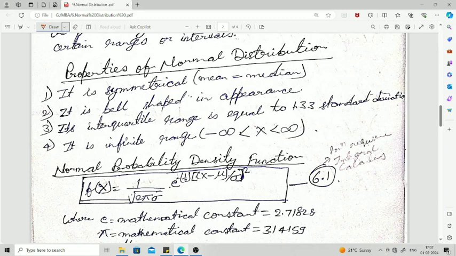Now we have the properties of the normal distribution. It is symmetrical, which means mean equals median, sorry, median, not medium. Whenever the distribution is symmetrical, in that case mean equals median. Second, it is bell shaped in appearance, and its interquartile range is equal to 1.33 standard deviation. We will get to know about what this interquartile range is. It has an infinite range, that is minus infinity to plus infinity.